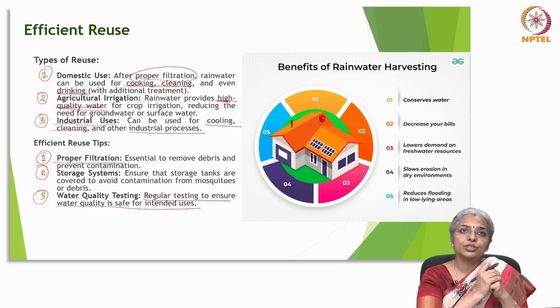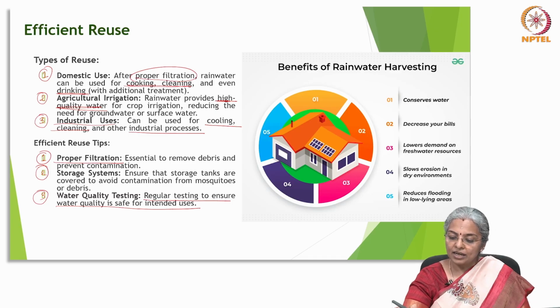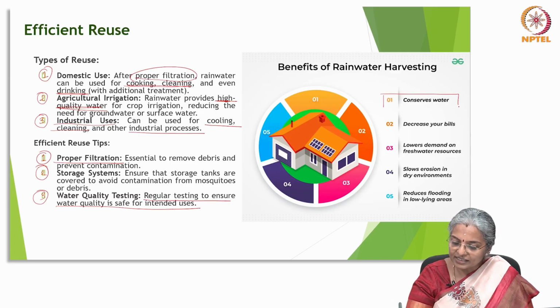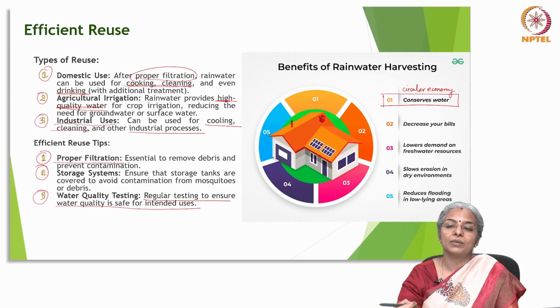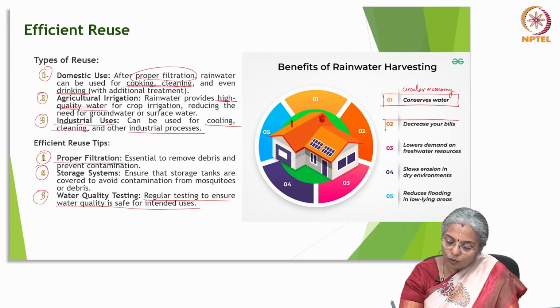What are the benefits of rainwater harvesting? First, it conserves water and therefore it aids in circular economy, because the resource is directly from nature and you are using less from the municipal supply. And because you are using rainwater, you can decrease your water bills. So it's an economic benefit.